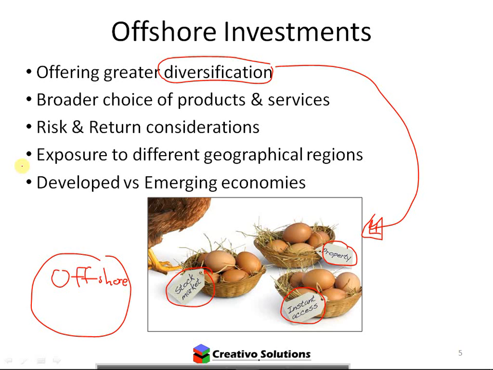Possibly. Okay. All right. So if we look at offshore, we're opening up our opportunity to invest in other products and services. As I said, the example was Starbucks. Obviously, we now have Starbucks in South Africa, so now people can buy those products and services. Before we couldn't. So a broader choice of products and services is important from an investment point of view. You want more opportunity to choose.